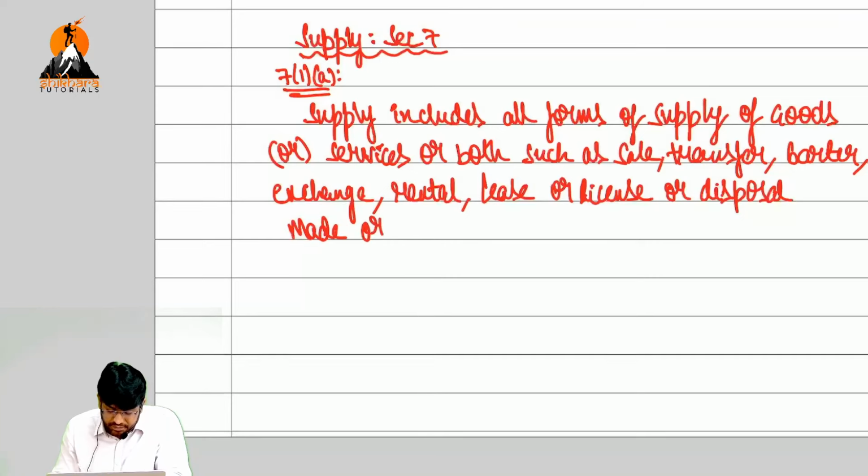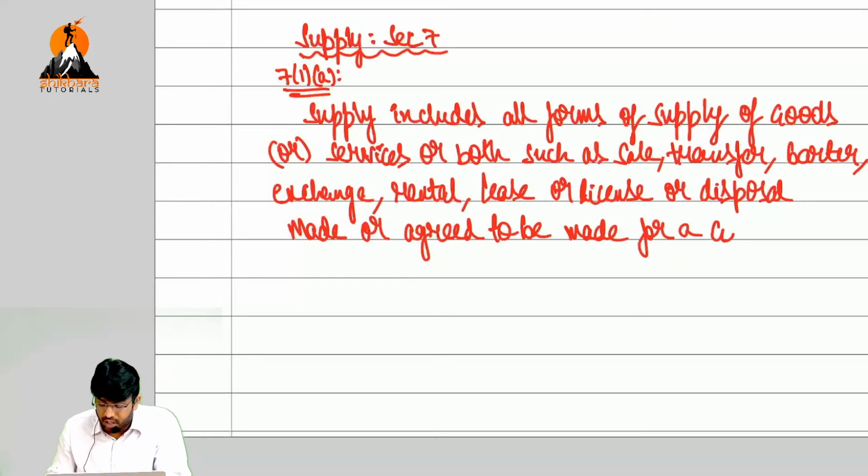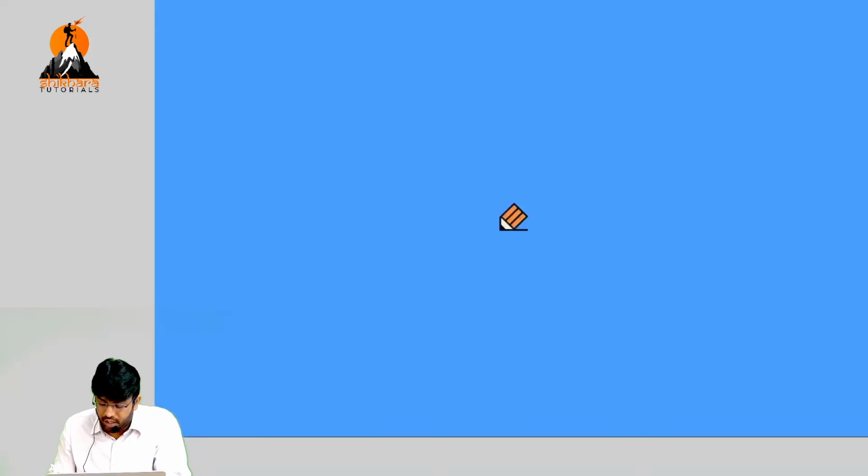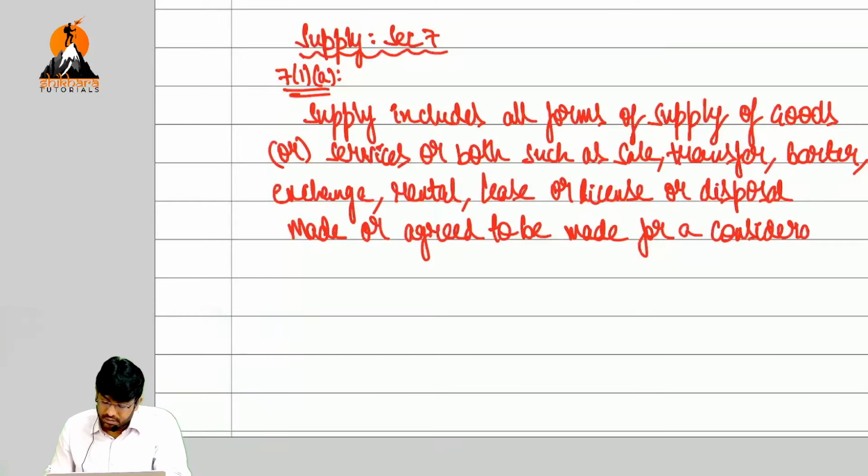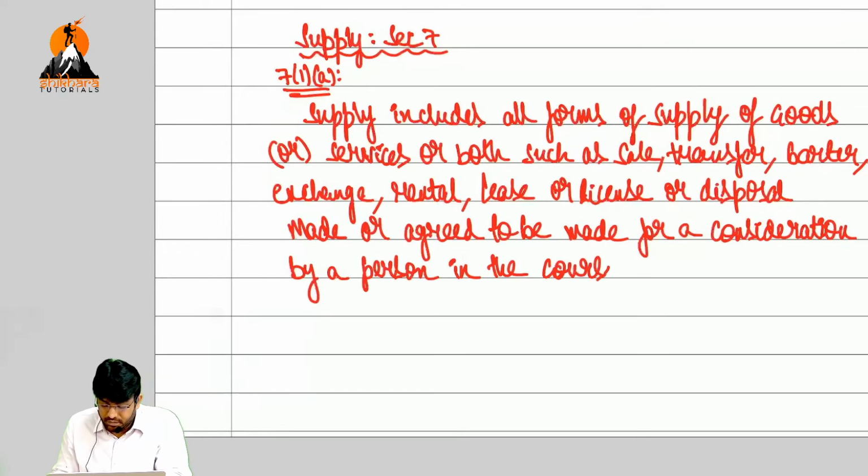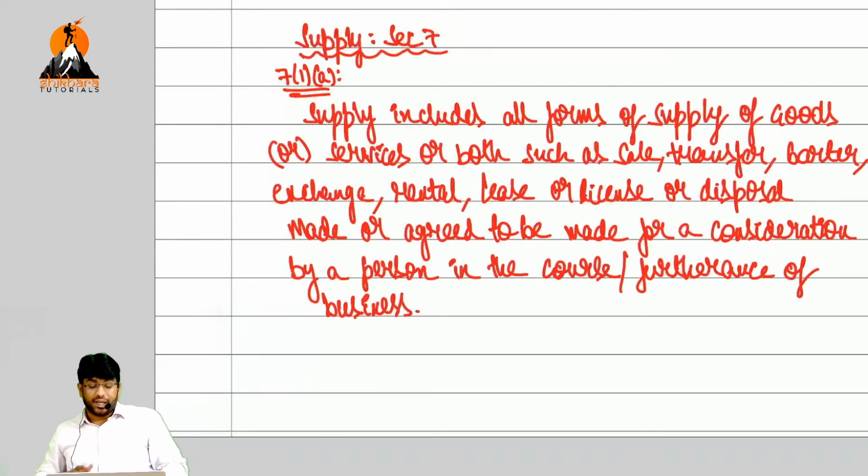Made or agreed to be made for a consideration by a person in the course or furtherance of business. Come on, friends, read that line. Come on, look at it. Listen here. Look at it.